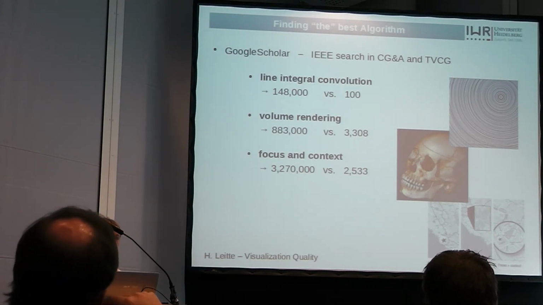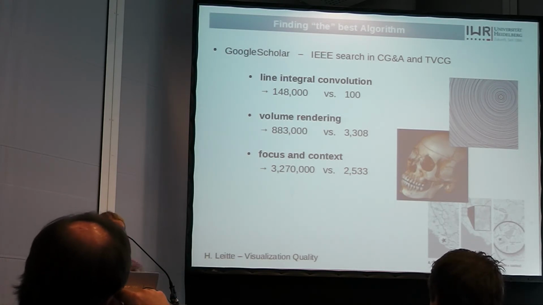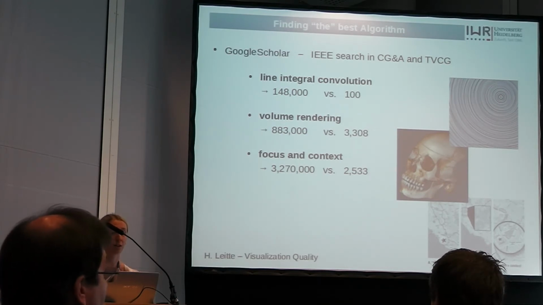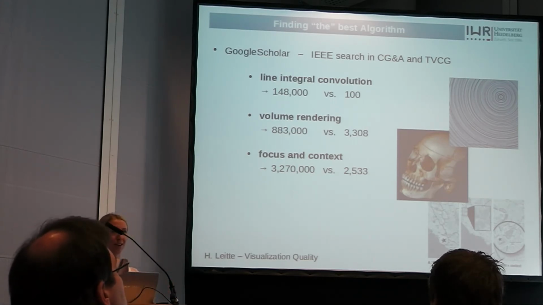No, it's Google Scholar. Well, the first numbers are Google Scholar. So I just typed in focus and context, and these are unchecked, the first couple of pages. The second number is the search in CGNA and TBCG. So there are 2,500 papers that have these terms in the paper. It's not necessarily that they really focus on an algorithm for focus and context visualization, but it might be somewhere in the paper that they have a LIC technique and say, well, you should look at focus and context methods. I didn't check all of them.